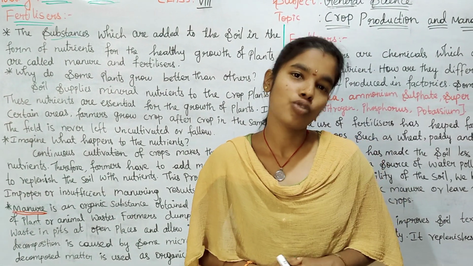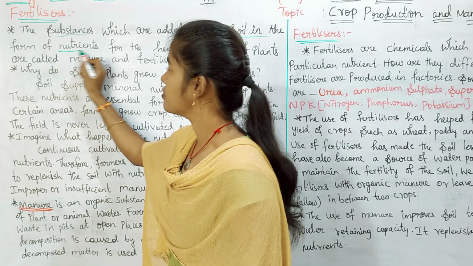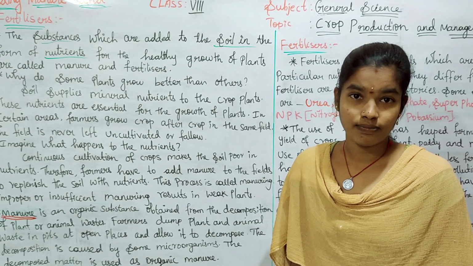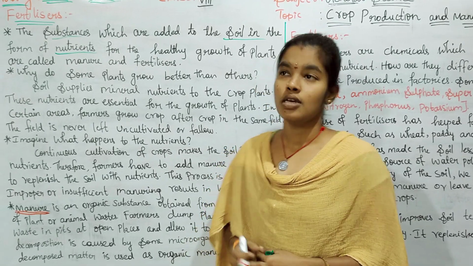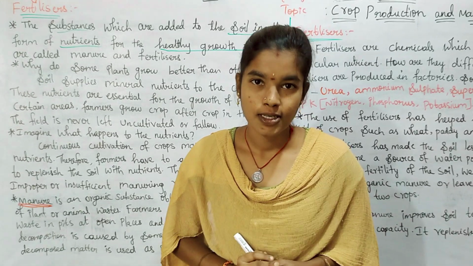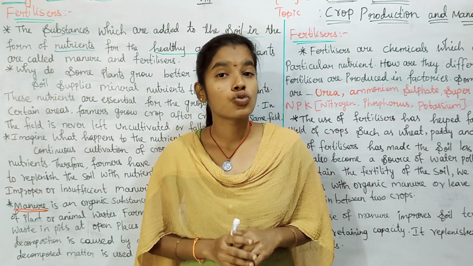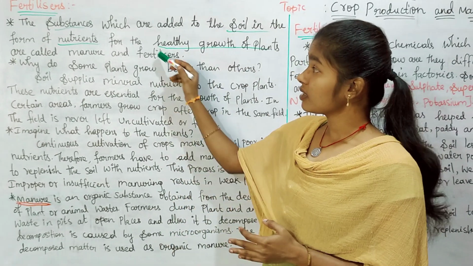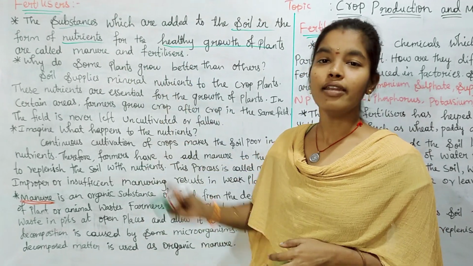For what purpose do we add them? They are added to the soil in the form of nutrients, for the healthy growth of plants. So manure and fertilizers are substances which are added to the soil in the form of nutrients for the healthy growth of plants.